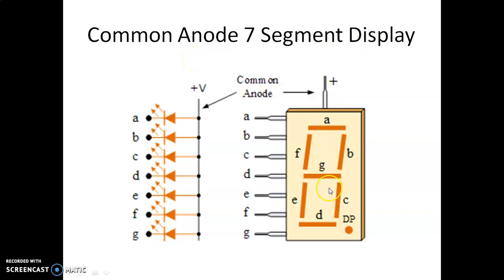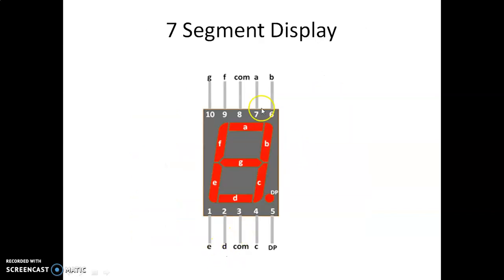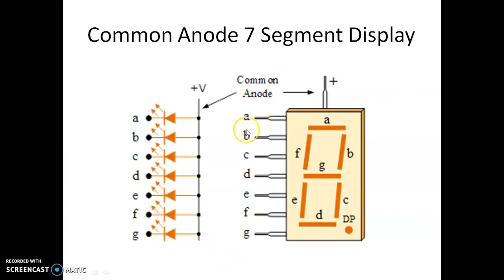We can see in this figure, this is the common anode 7-segment display. This is the plus VCC, which needs to be connected to plus 5 volt, and these are the different segments: segment A, B, C, D, E, F, G, and DP, the decimal point. In case of common anode display, pin number 3 and pin number 8 will be VCC here. And this is segment A.